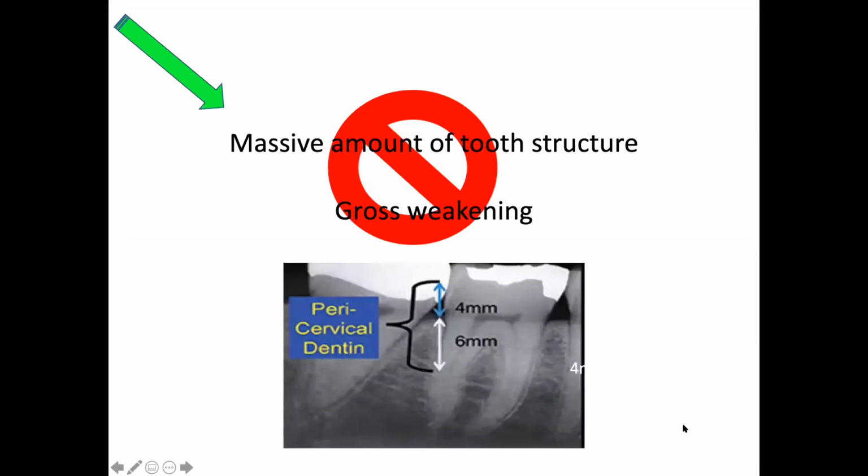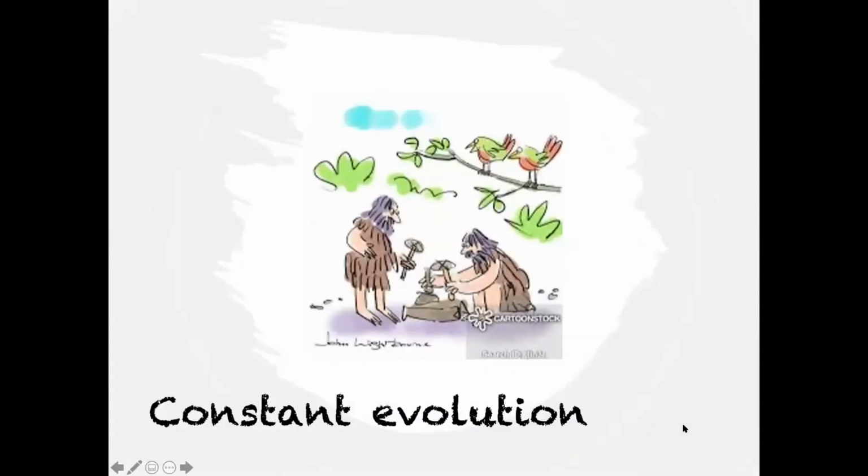We all know that the pericervical dentin, that is 4 mm above the CEJ and 6 mm below the CEJ, is the most important landmark that should be preserved for the longevity of the tooth. Sometimes, ma'am? Sorry. Yes. So this has to be preserved for the longevity of the tooth. In search of that, there's a constant quest to find out how to protect and maintain the longevity of the tooth.